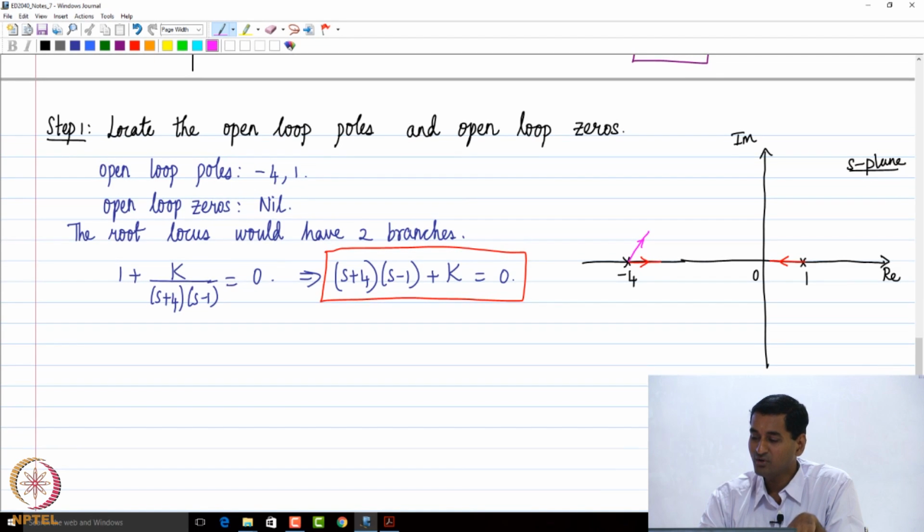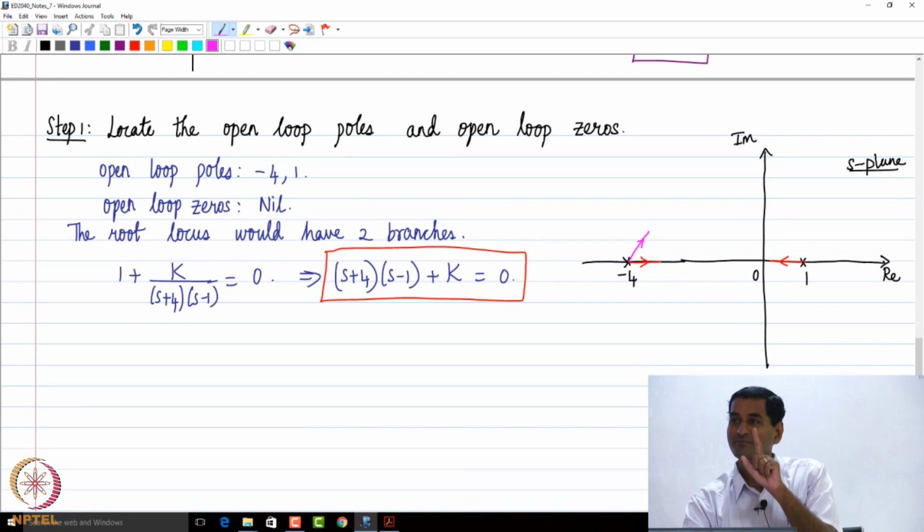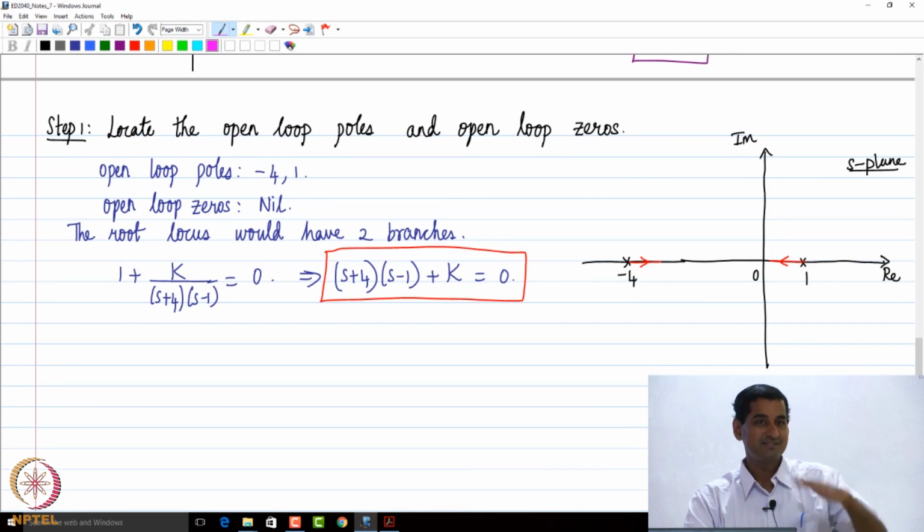So, when I do not have a repeating pole at -4, the multiplicity of a root at -4 is 1. I have only one open loop pole at -4. So, when the multiplicity is 1, I cannot have a branch like this, because I cannot have two branches starting from the same open loop pole. I can have only one branch of the root locus starting from one open loop pole. That's all I can have. So, that rules out all this evolution in the complex plane.